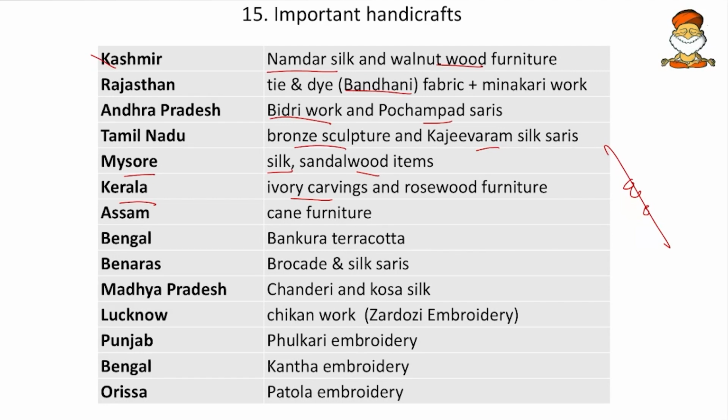And Kerala is present within a tropical evergreen forest, and that is why rosewood furniture. Also cross-check that with the walnut wood furniture of Kashmir. And then Assam, the cane furniture, because bamboos grow very well in Assam. Then Bengal, Bankura terracotta. Coastal areas, so a good amount of clay can be extracted. Then Banaras, brocade and silk saris. And Madhya Pradesh, Chanderi silk and Kosa silk.